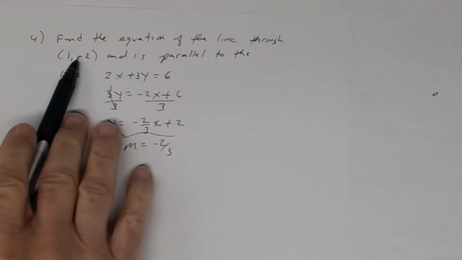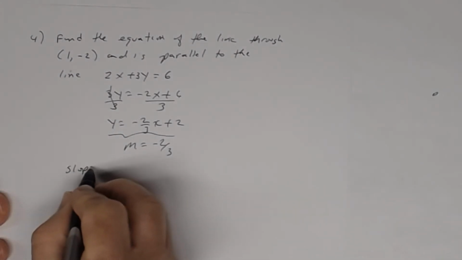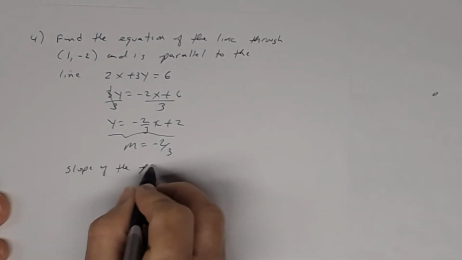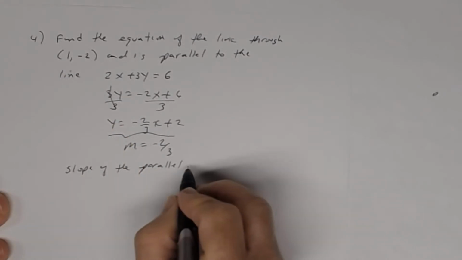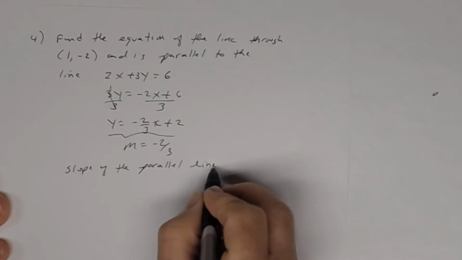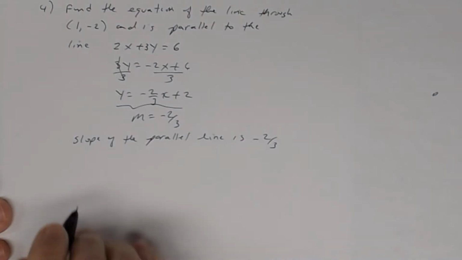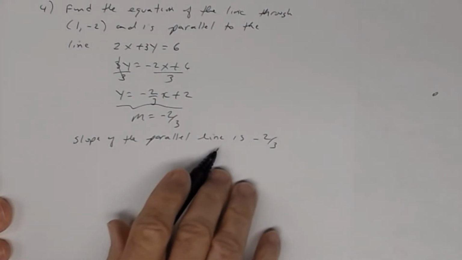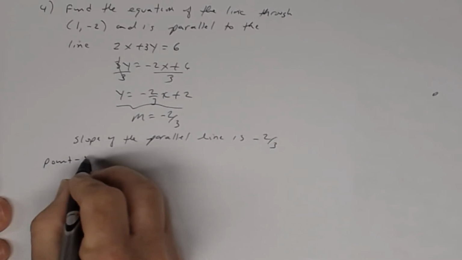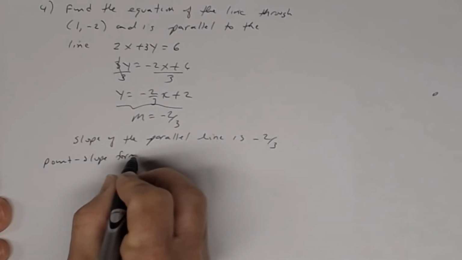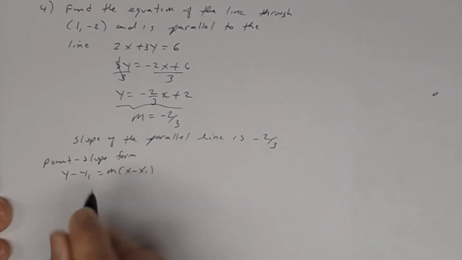Since they're parallel, the slope of the parallel line, which is what I'm interested in, the one that goes through this point, is negative 2/3. So I know the slope of the parallel line is negative 2/3. Let's go ahead and use point-slope form, which is y minus y1 equals the slope times x minus x1.